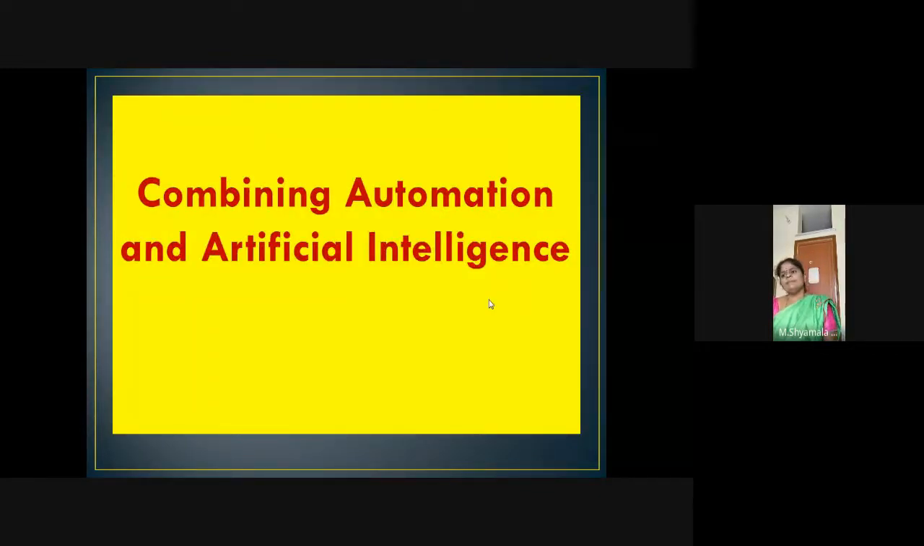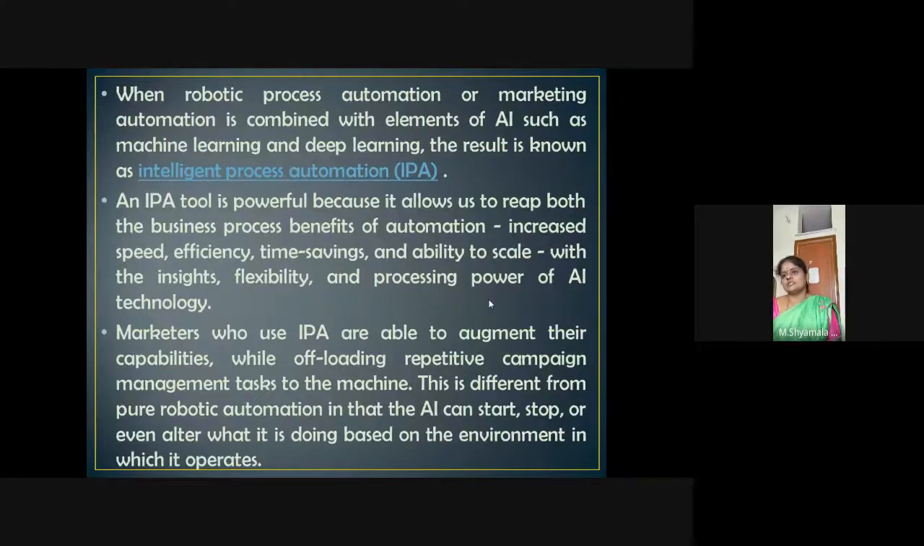So next we are combining automation and artificial intelligence. When robotic process automation or marketing automation is combined with elements of AI, such as machine learning and deep learning, the result is known as intelligent process automation. Intelligent process automation is powerful because it allows us to reap both the business process benefits of automation, increased speed, efficiency, time saving, and the ability to scale, with the insights, flexibility, and processing power of AI technology.